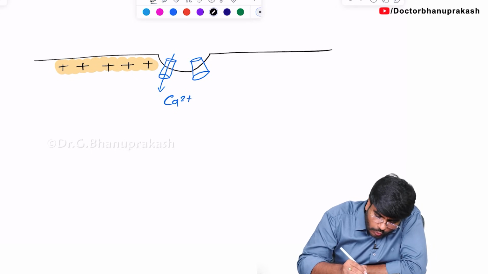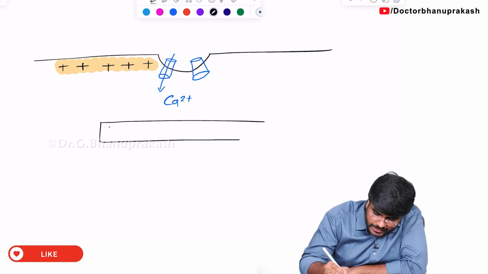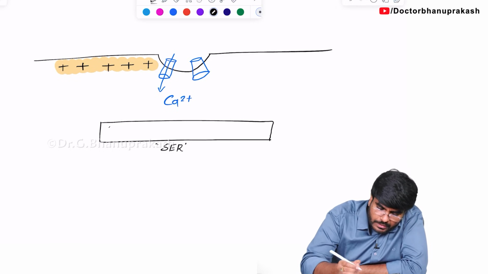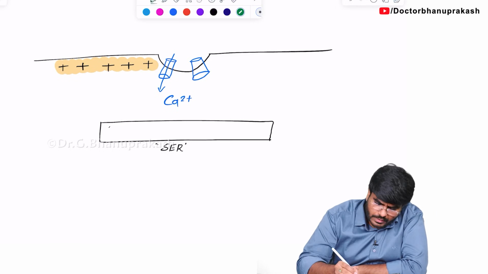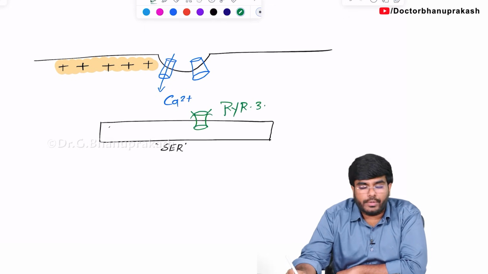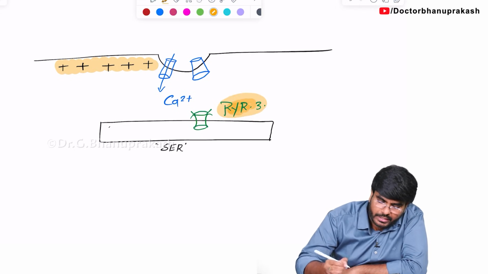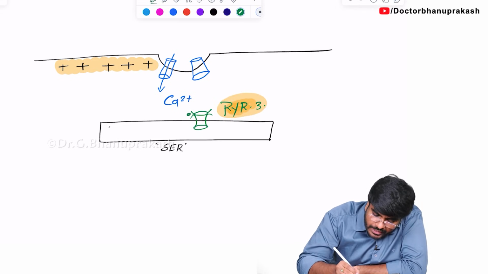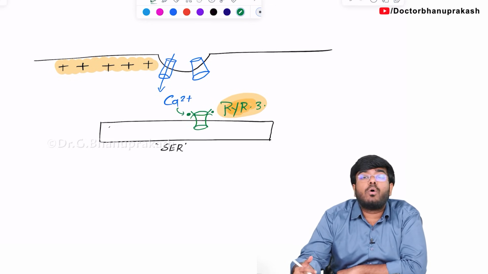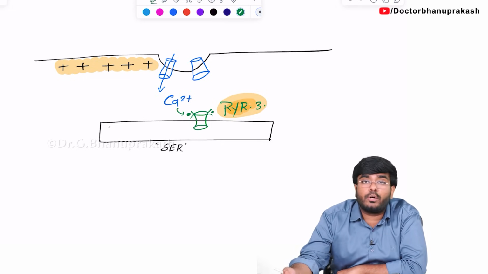Now where do you think this calcium is going to go and act? This calcium will go and act on the smooth endoplasmic reticulum. Inside the smooth muscle, there is smooth endoplasmic reticulum. On the smooth endoplasmic reticulum, there is one more channel present. This channel is called the RYR channel, ryanodine receptor type 3. The calcium will come and stimulate these ryanodine receptors, and actually the calcium is going to open these ryanodine receptors.